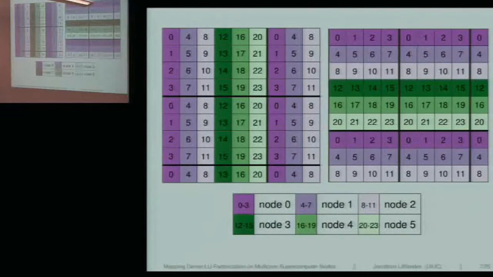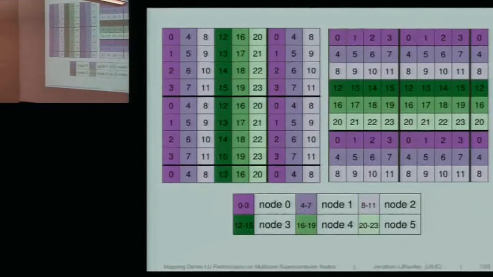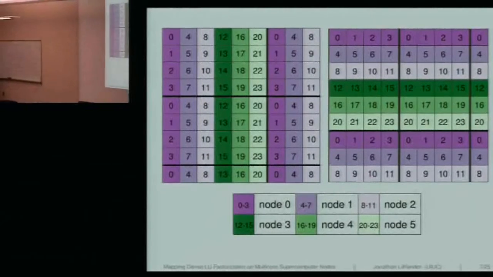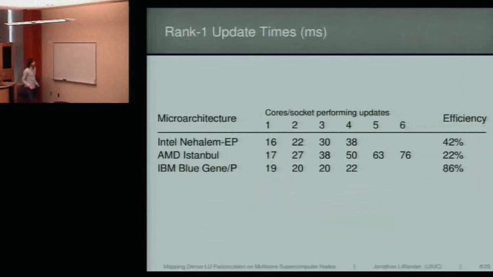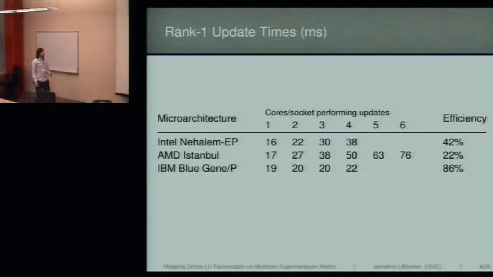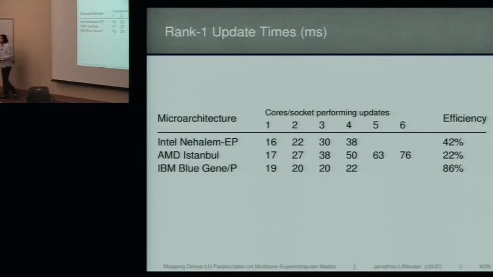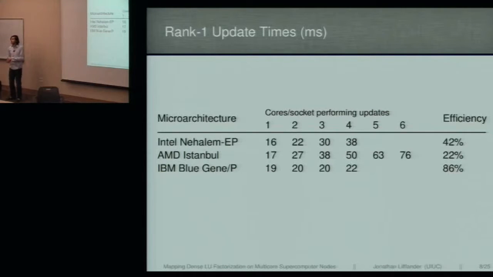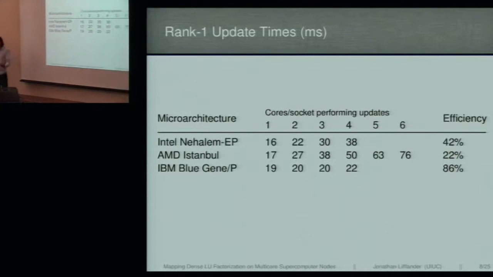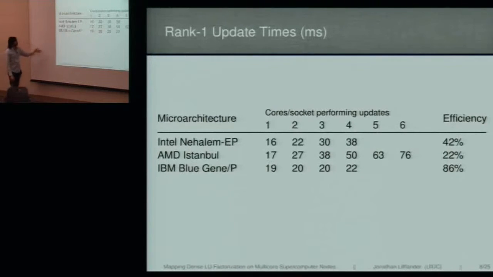So we attempt to address this with a knob we can turn that will allow us to adjust this. Another thing I should say is the rank 1 updates that execute are basically memory bound. They have basically no reuse as they stream through memory. So what we did is, on several different architectures, we changed the number of cores per socket that perform updates. This is in a micro benchmark.